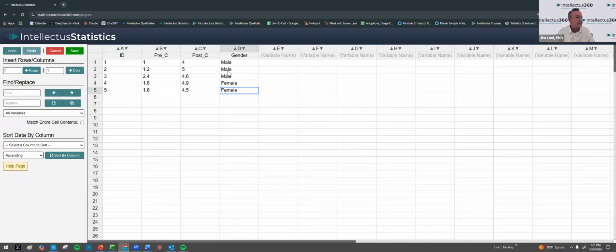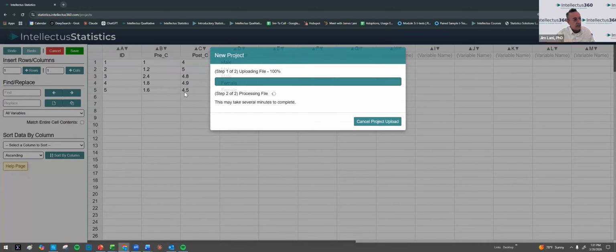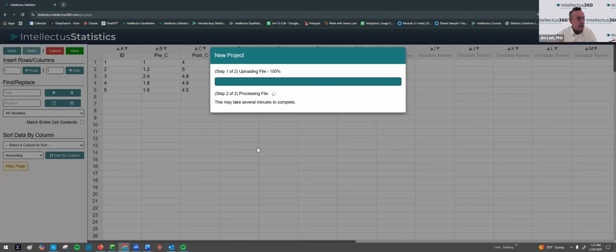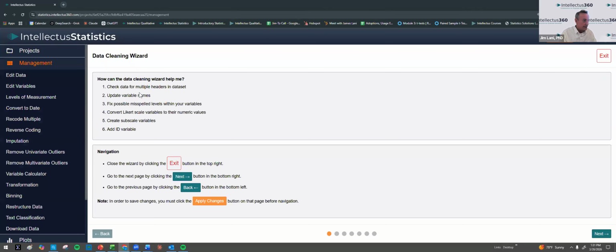Okay, simple data set. The key thing here, again, is that participant number 1, all of their scores and data are on one row. Okay. So simple. Go to upload data.